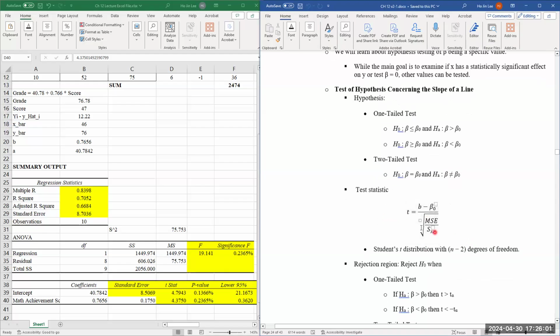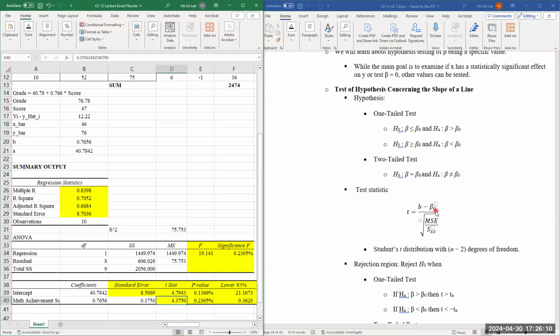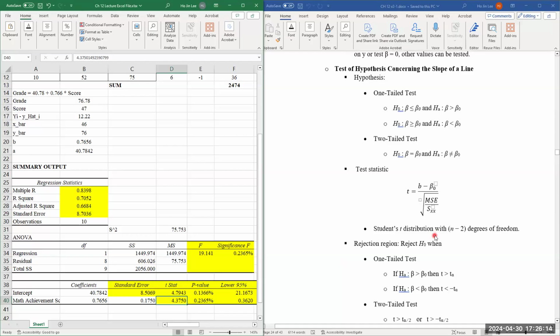This is the test statistic: b, the estimated b, which is right here, minus b naught, divided by the standard error. That's the test statistic. So let's calculate that. We're calculating the test stat where beta naught is equal to 0.